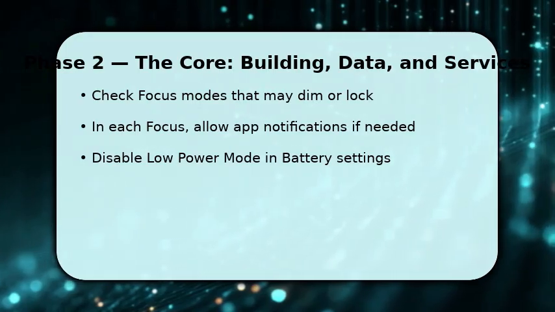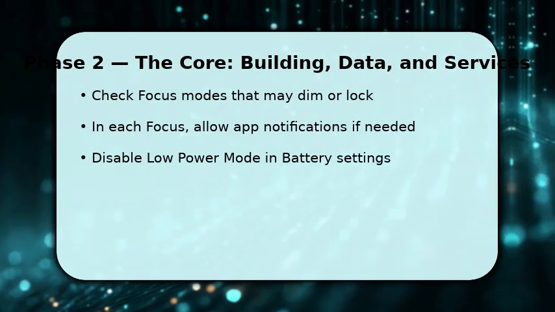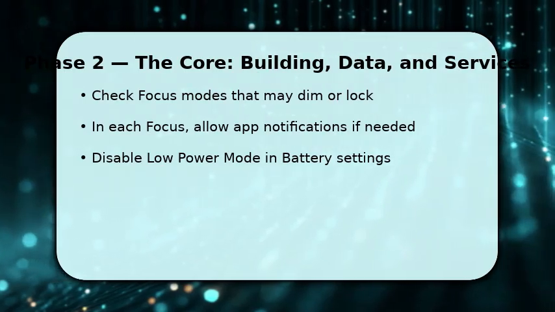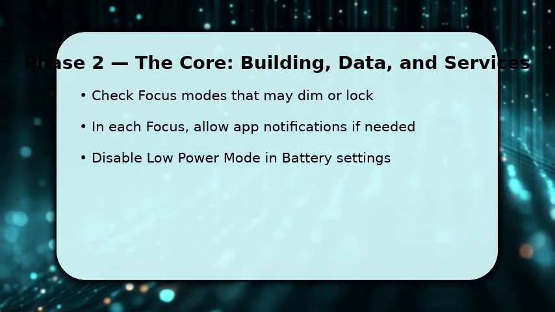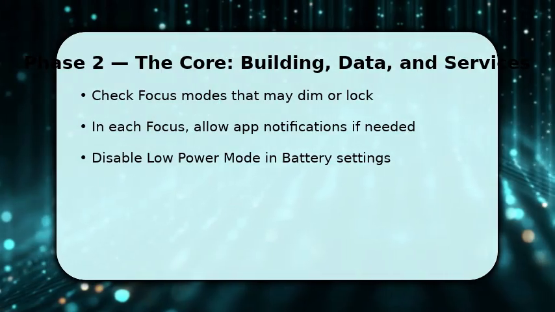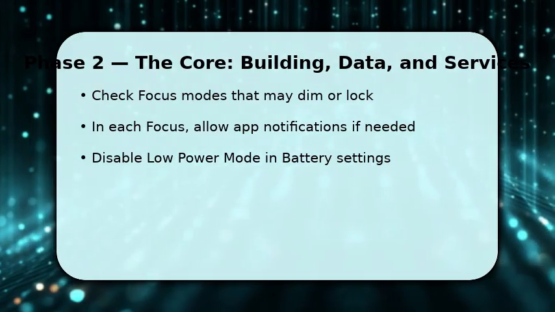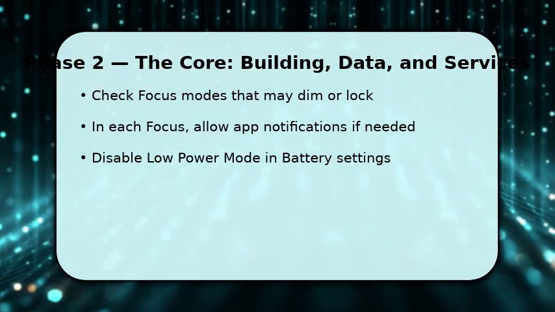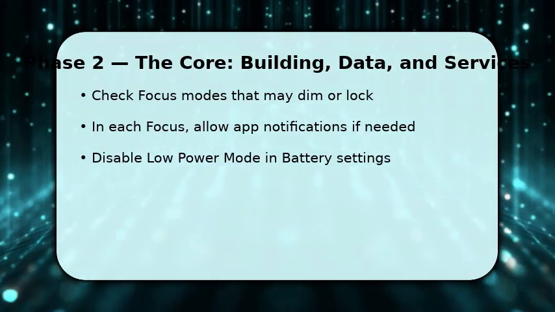Open settings, right arrow, focus, and inspect each mode. Turn off any options that dull screen or reduce interruptions, because those can trigger different screen behavior. Then open settings, right arrow, battery, and make sure low power mode is off. Low power enforces sleep to save charge. Also, check individual apps that manage display. Once you adjust focus and power, your never setting stays effective, and your screen remains awake as intended.